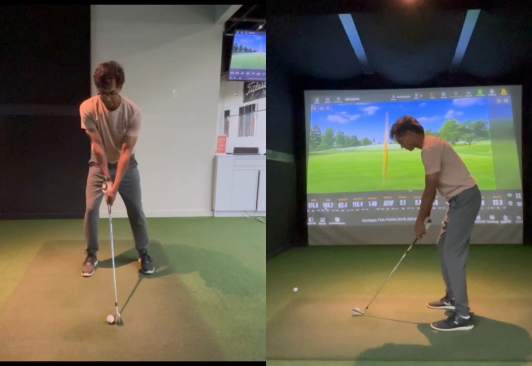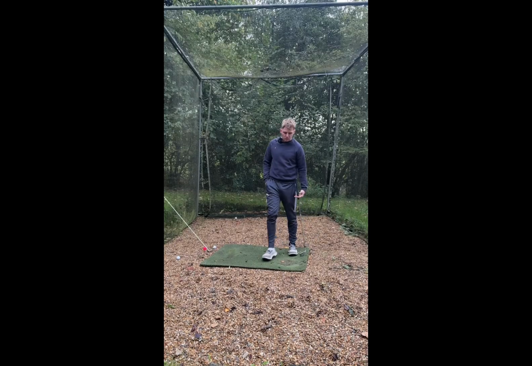So let's jump over to the final video and talk about this little changing feeling with the right foot. And then from there, we're going to talk about a nice simple exercise to help you start to understand, okay, what are we looking to see at impact in terms of where the path should go, where the face should be. Paul, hope you're well and welcome to your lesson.